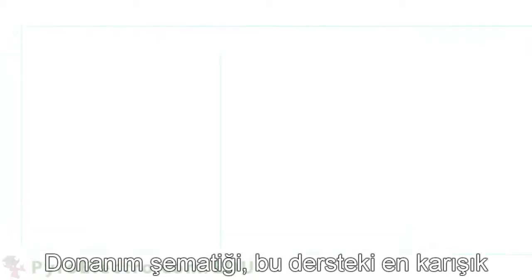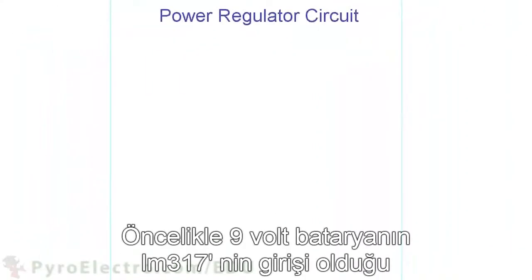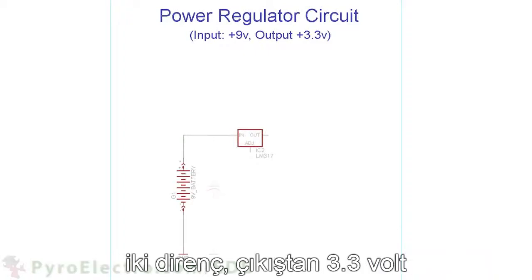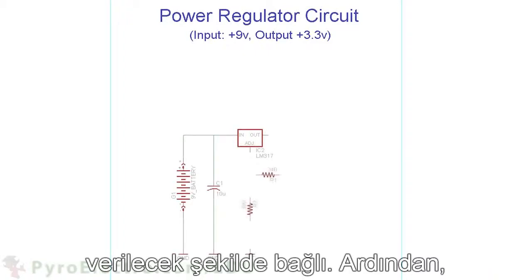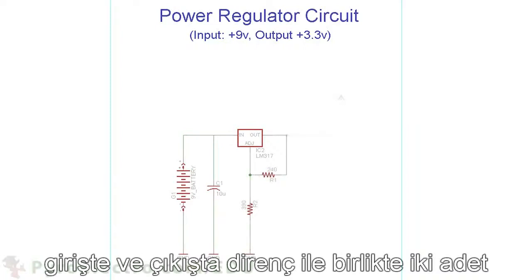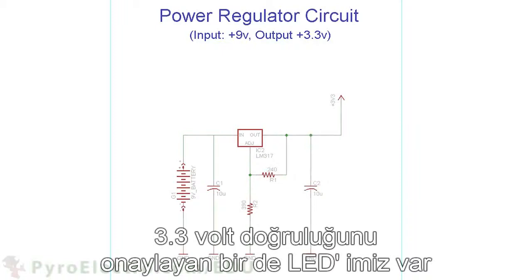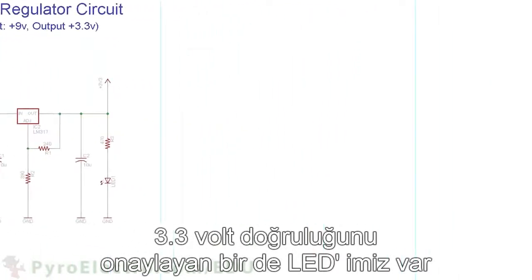This is the most complicated schematic in this course, so pay close attention. First, we start with the power regulation circuit, where a 9-volt battery inputs to an LM317. 2 resistors set the LM317 to output a regulated 3.3 volts. Then we have 2 10 microfarad bypass capacitors on the input and output, along with a resistor plus LED to notify that 3.3 volt power is good.